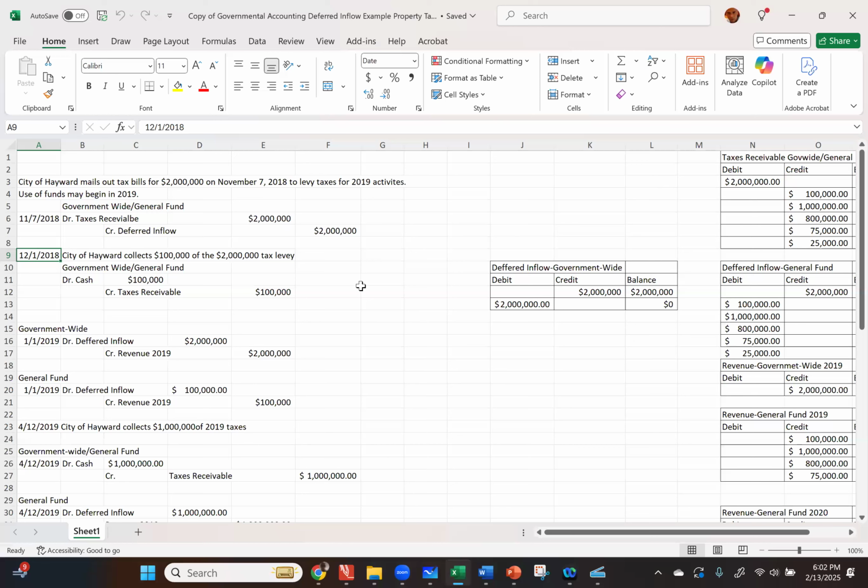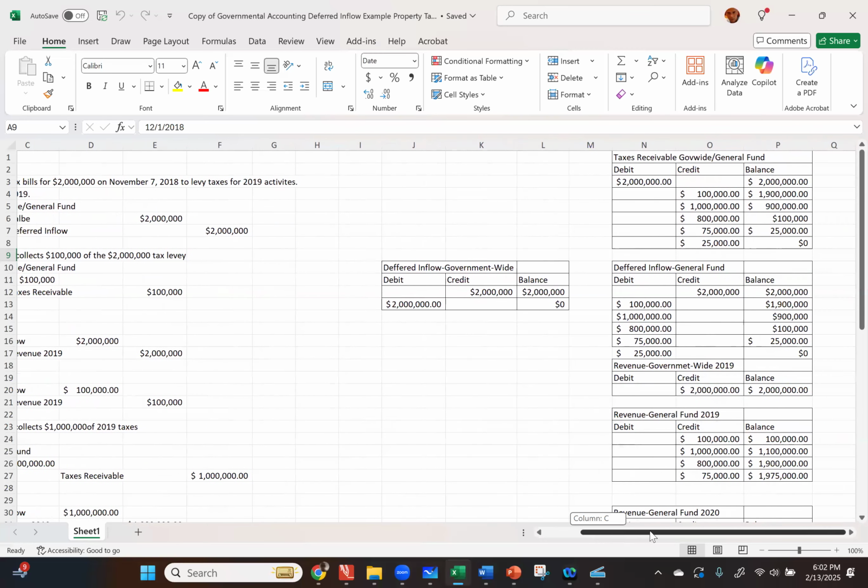Use may not begin in this example until 2019. So when the money comes in, we debit the cash, we credit the receivable. And that's why we set up the receivable, because we needed to know, well, what should we apply the money to when it comes in? What's it for?